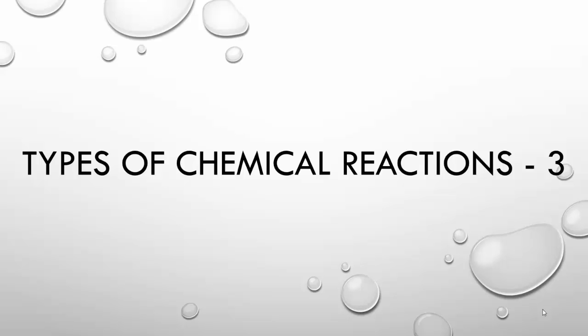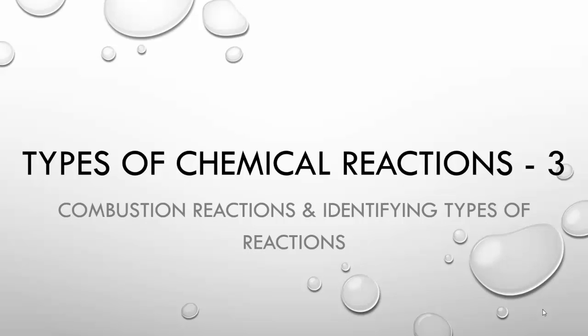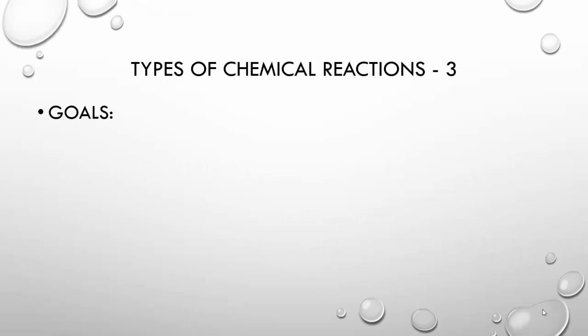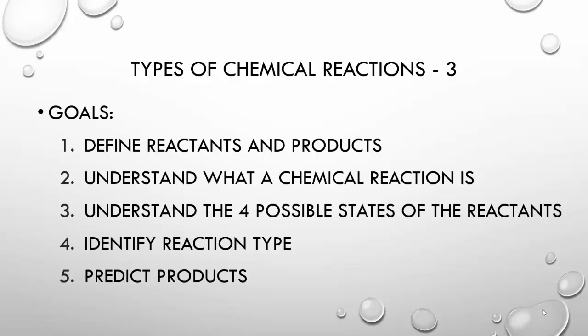Welcome to the third video for the types of chemical reactions. This one is going to be on combustion reactions and also talking about how to identify which type of reaction you have. I'm going to remind you of the goals for this section. I'm going to define reactants and products, know what a reaction is, know the four states, identify the reaction type, and we're going to try to be able to predict the products.